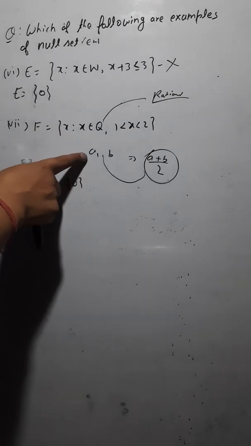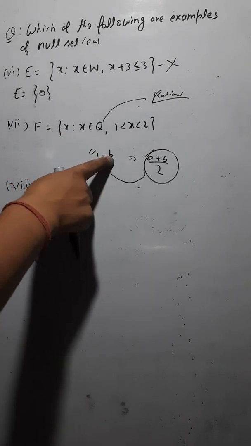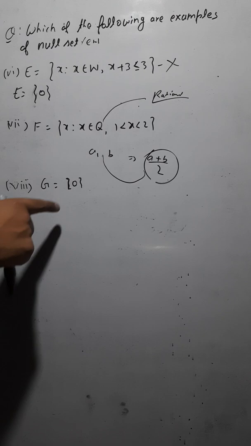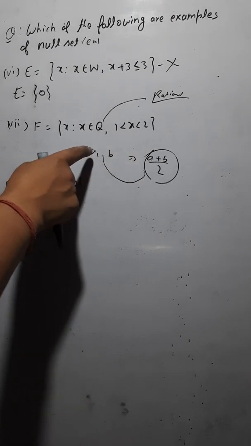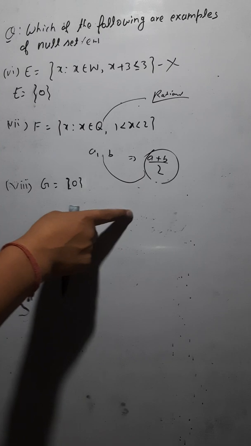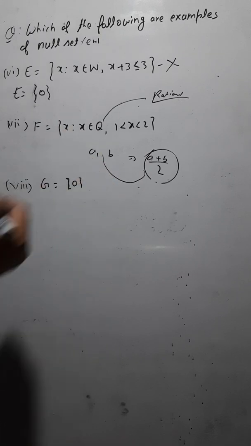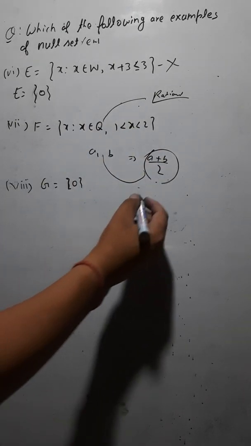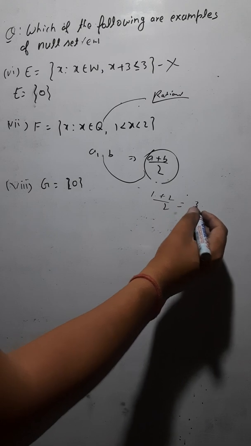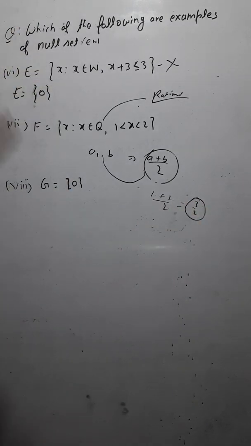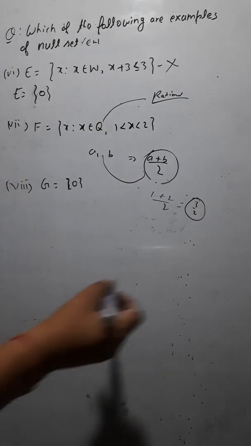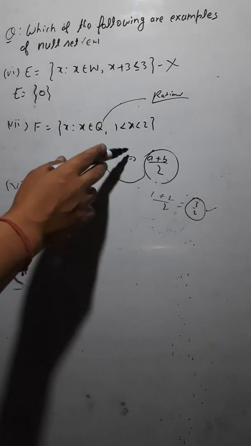So if you have two elements a, b, then (a plus b) by 2 would be in between. If a and b are rational numbers and you have (a plus b) by 2, this would again be a rational number and it would be in between a and b. Getting it or not? So similarly, if you have 1 and 2 as rational numbers, then (1 plus 2) by 2, means 3 by 2, would be a number in between 1 and 2. Means this number would be greater than 1 and less than 2. Yes or not? So 3 by 2 would be a number here.